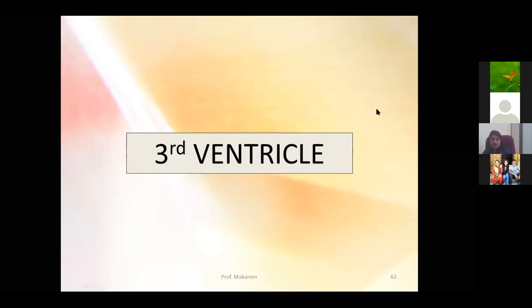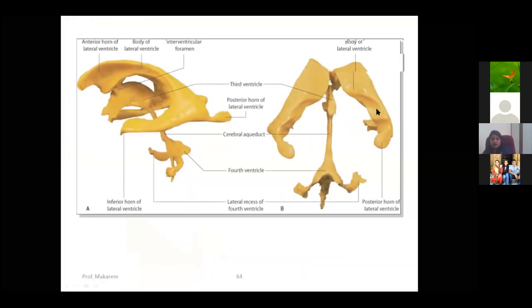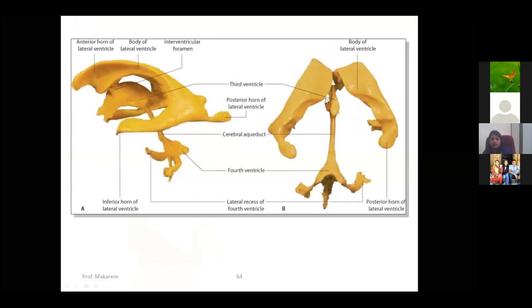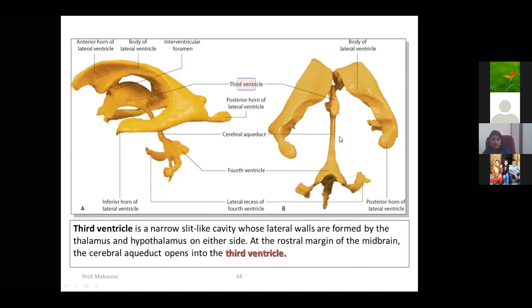Now coming to the third ventricle. So this is the third ventricle. It's a very thin slit-like cavity. The lateral ventricle connects to the third ventricle with the foramen of Monro. It's a narrow slit-like cavity whose lateral wall is formed by the thalamus and hypothalamus on either side. At the rostral margin of the midbrain, the cerebral aqueduct opens into the third ventricle.